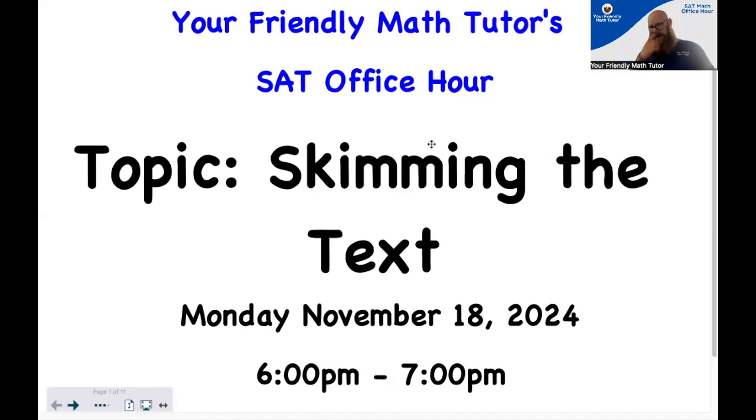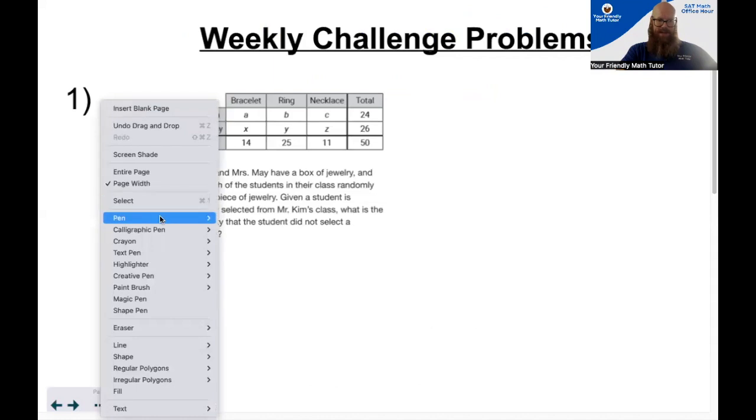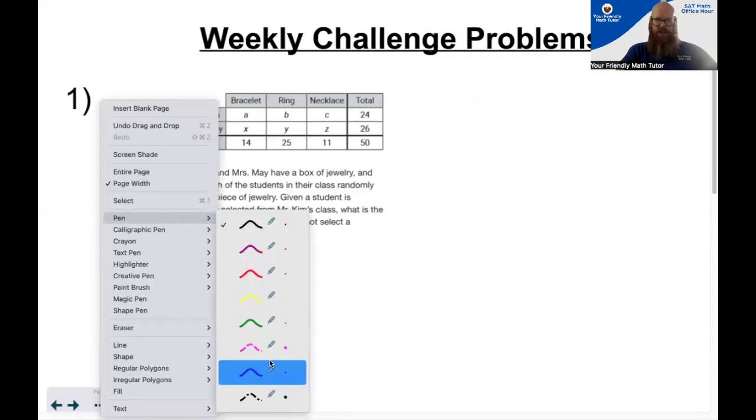All right, let's dive right in. So tonight's topic is skimming the text. So we'll take a look at some strategies where we can solve the problems without having to read every single word. But before we do that, let's do our weekly challenge problems.